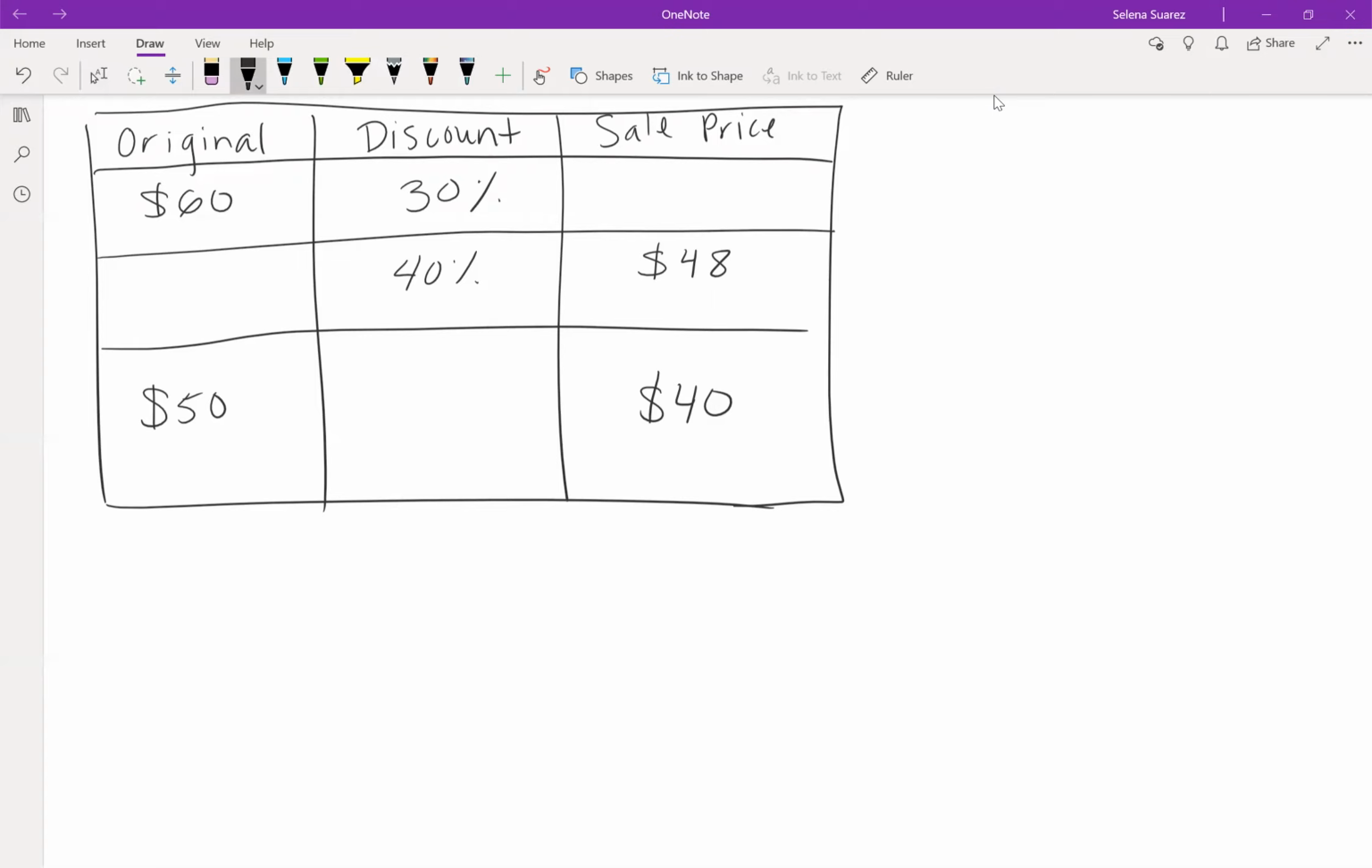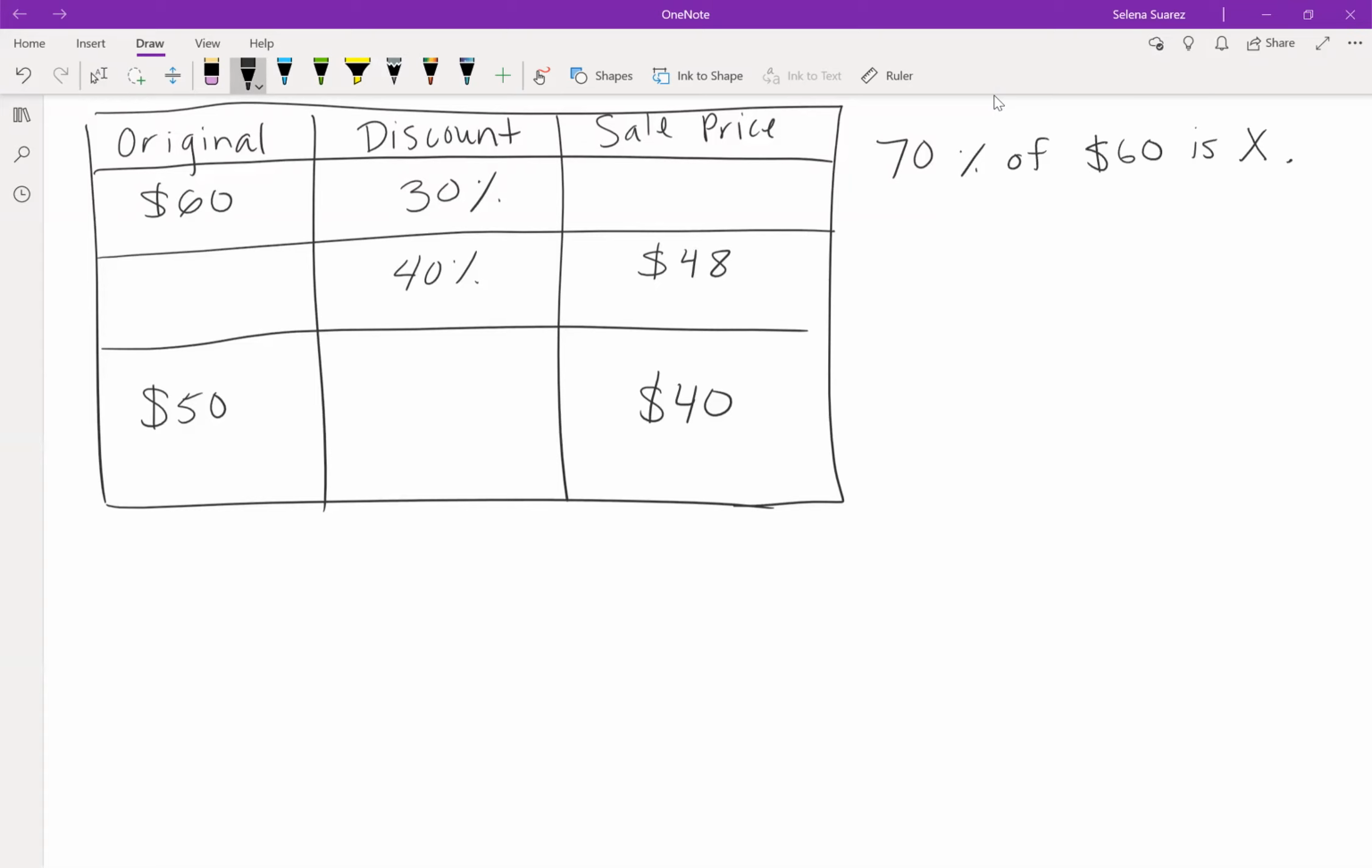So let me write that in a sentence here. 70% is what you would be paying of the original price. So 70% of the original, which is $60. So 70% of $60 is the sale price, right? What you're going to pay, which we don't know. So because we don't know the sale price, I'm going to put an X for the variable. So I just wrote it out in sentence form. Now I'm going to look for my keywords to set up an equation.